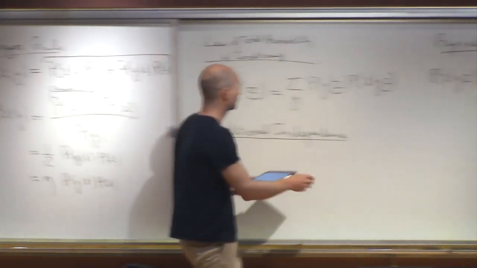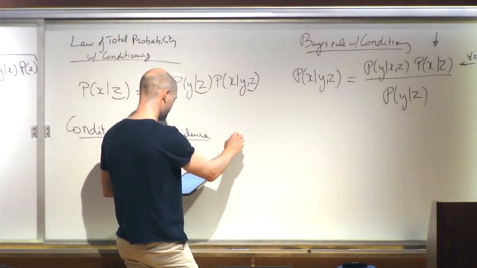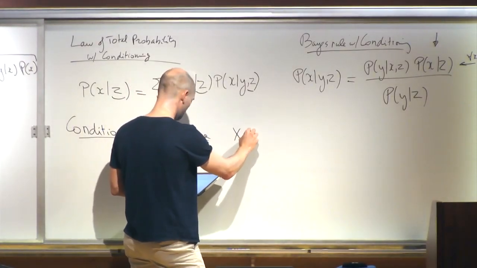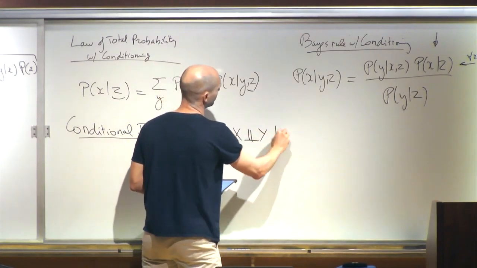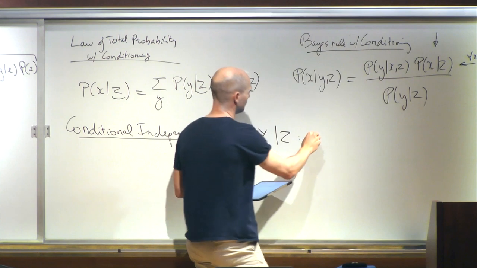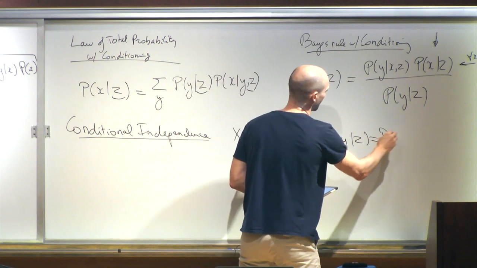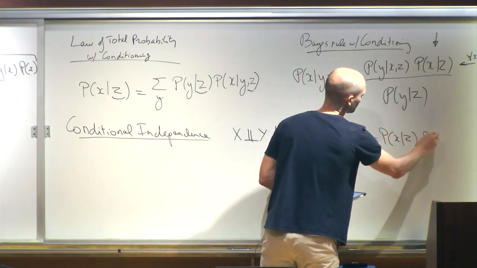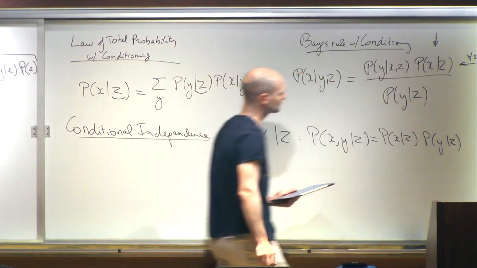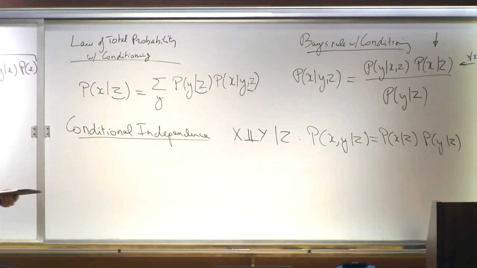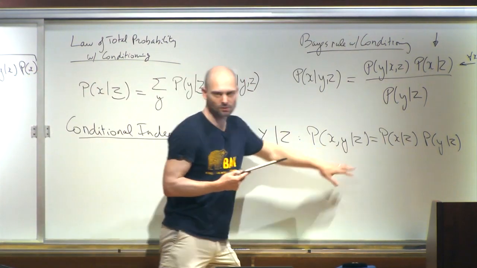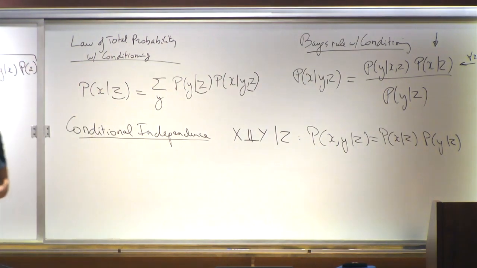So conditional independence, we have x conditionally independent of y given z, if and only if we have P(x, y | z) equals P(x | z) times P(y | z). So it's like independence. The joint between x and y is the product of the marginal for x and the marginal for y, except that it's only true when you condition on z. Once you know z, x and y are independent, but as long as you don't know z, they might have a relationship.